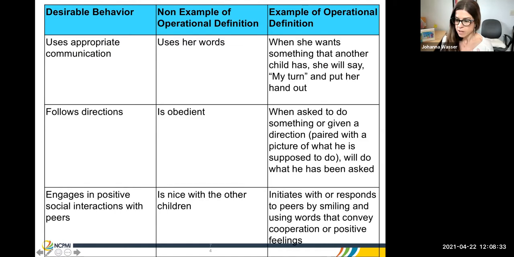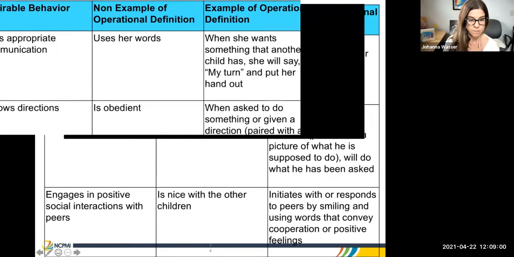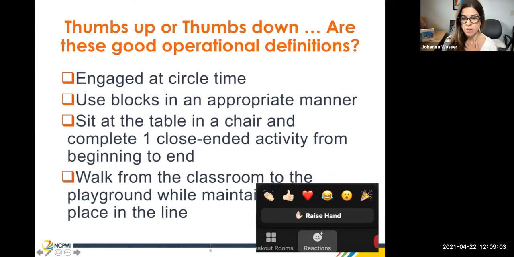And by the way, thank you for the comments. "Imitates or initiates with or responds to peers by smiling and using words that convey cooperation and positive feelings." I mean, that's pretty lofty and extensive there. We might even want to break that one down a little bit. But that is more detailed than being nice to your friend. Okay, so let's do our little thumbs up, thumbs down. "Engaged in circle time."